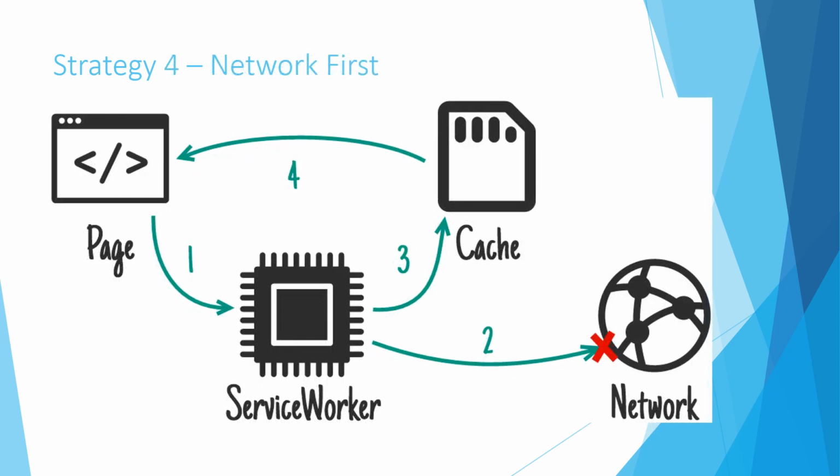Strategy number 4, that is, network first. When the page makes a network request, the service worker intercepts it. In this strategy, by default, the service worker will try to fetch the latest response from the network. If the request is successful, it will put the response in the cache. If the network fails to return a response, the cached response will be used. This is the opposite of the cache first strategy. Use this strategy with frequently updating assets of less importance, for example, any assets which change very frequently but it won't be an issue if an older version of the asset is returned.